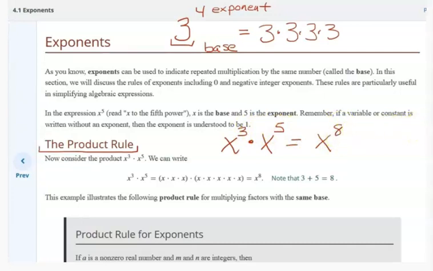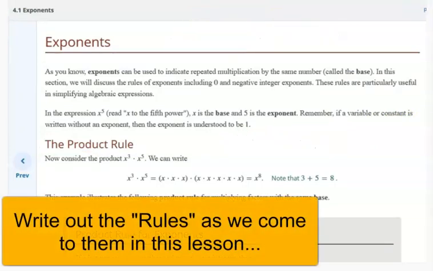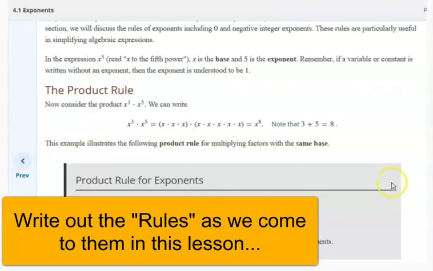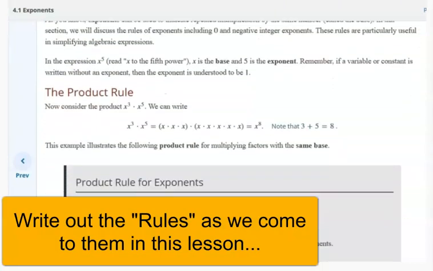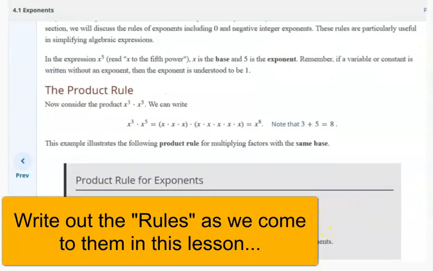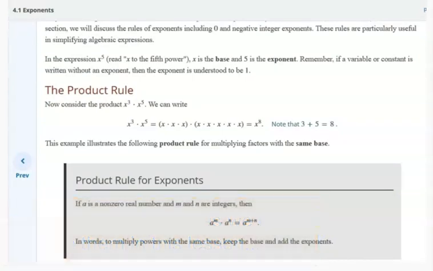Now, there is a rule for this that I also want you to include, and we'll raise this up so you can see the rule to include it. And it's this, and I'll write it bigger for you. A to the m times a to the n, again our bases are the same, equals a to the m plus n. And again, this is background.